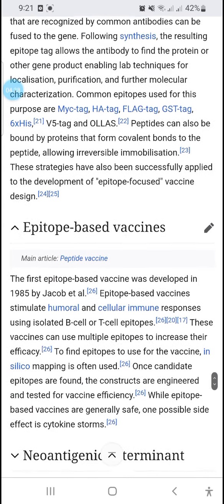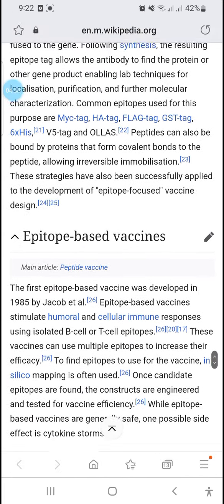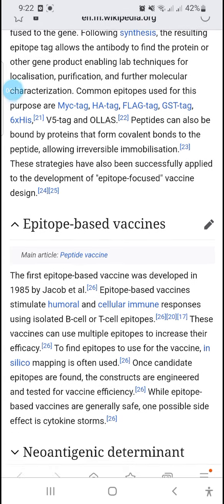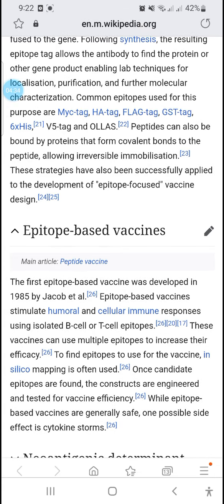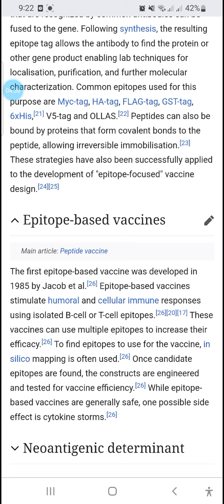Next, epitope based vaccines. The first epitope based vaccine was developed in 1985 by Jacob et al. Epitope based vaccines stimulate humoral and cellular immune responses using isolated B cell or T cell epitopes. These vaccines can use multiple epitopes to increase their efficiency. To find epitopes to use for the vaccine, in silico mapping is often used.